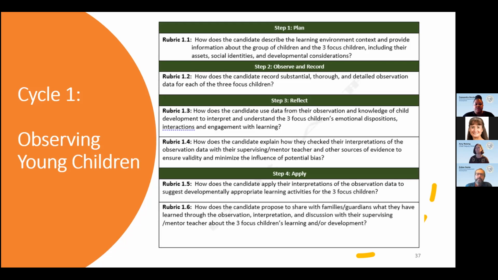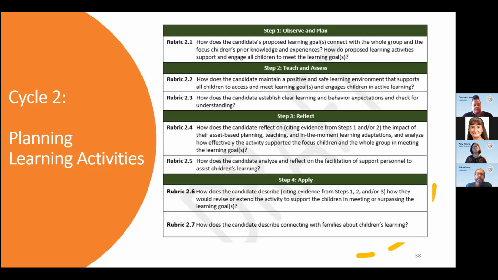So for this cycle, cycle 1, there are 6 rubrics, 6 essential questions, and because of that, there's a total of 18 points that a candidate could earn in cycle 1. In cycle 2, there are 7 rubrics. In step 1, observe and plan for cycle 2, how does the candidate's proposed learning goals connect with the whole group and the focus children's prior knowledge and experiences?